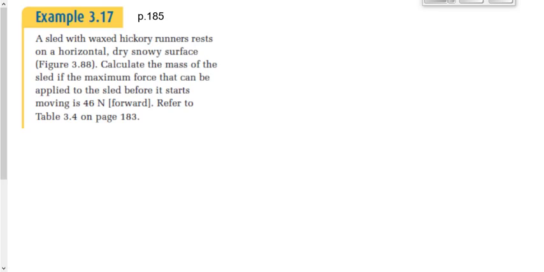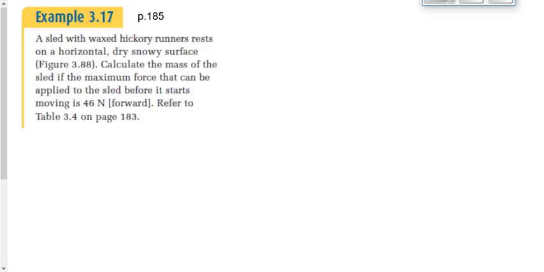All right. Let's take a look at this question. This says a sled with waxed hickory runners. So this would be like a sleigh that goes behind a horse or something. Rests on dry, horizontal snow. Calculate the mass of the sled if the maximum force that can be applied to the sled before it starts moving is 46 newtons. And we're going to use the table on the previous page in order to get the coefficient of friction. But look at this question more carefully. Are we dealing with static or kinetic here?